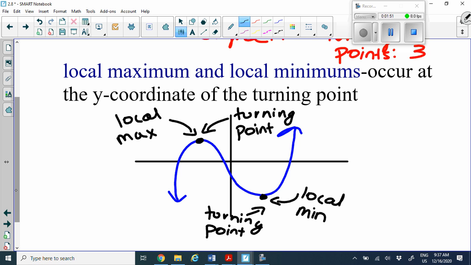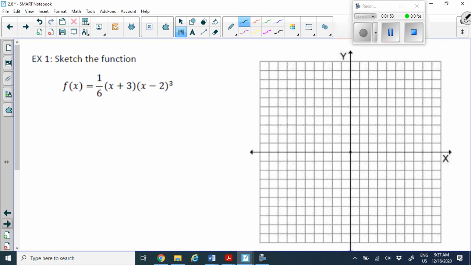Okay, now let's go ahead and get into the sketching. So in order to sketch, we have to figure out a lot of information. One is to figure out the degree and the leading coefficient. Then we need to figure out which way our arrows go. From there, we need to figure out the x-intercepts, then their multiplicity, and then what happens. So let's start off with this. We have f of x equals 1/6 times x plus 3 times x minus 2 cubed. Now notice we are in intercept slash factored form.